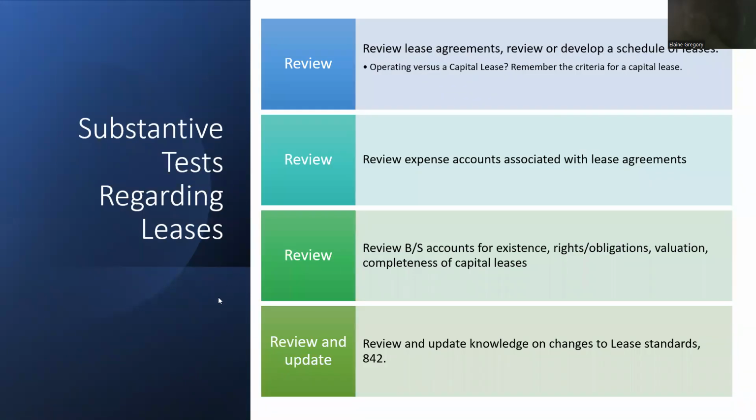When we look at substantive tests regarding leases, we want to make sure that the client gives us a schedule of leases that we're going to test. And we're going to go back and pull the documents. We're going to make sure that it's an operating lease and not a capital lease. Remember, there's criteria for a capital lease. For example, if there's a bargain purchase agreement in that operating lease, it's no longer an operating lease, it's a capital lease. So make sure they're classified correctly.